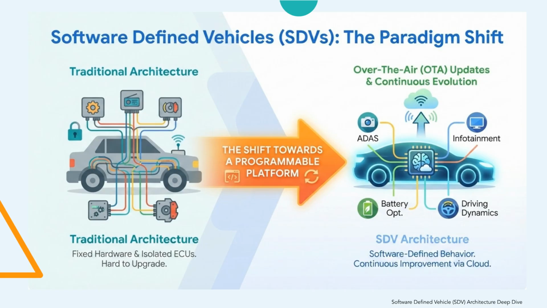This shift is driven by OEMs like Tesla, BMW, and Volkswagen, who are redesigning vehicle architecture to support continuous software deployment. In this lecture, you will understand the complete architecture of SDVs, from hardware evolution to networking to software platforms and cloud integration. By the end, you will not just understand SDVs, but think like an automotive system architect.